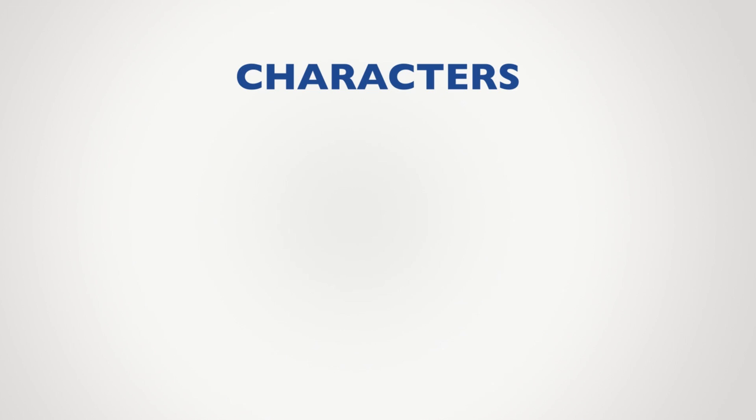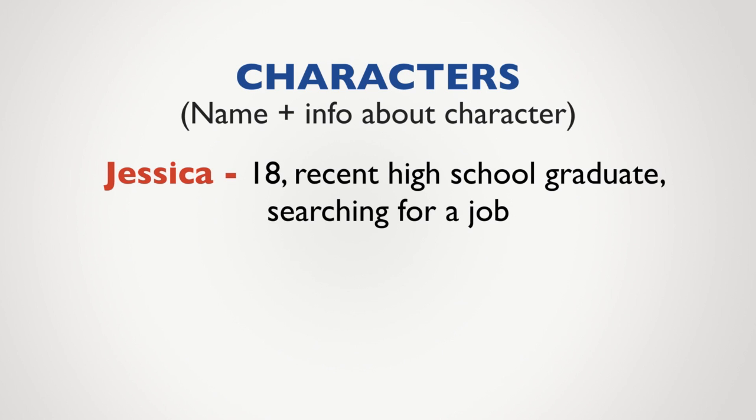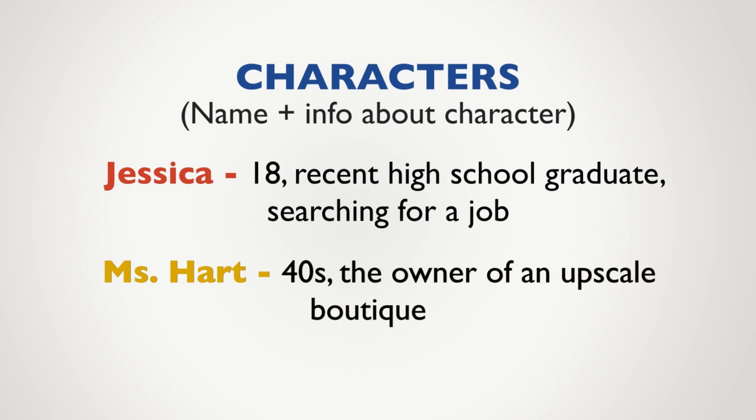Once you've got an idea, you write your script, like this. First, make a character list that tells who all the characters are. Include only information that is necessary for directors and actors to understand who each of the characters are. If a character's age, ethnicity, or relationship to other characters is important to the plot, include it here. Characters. Jessica, 18, recent high school graduate, searching for a job. Ms. Hart, 40s, the owner of an upscale boutique.